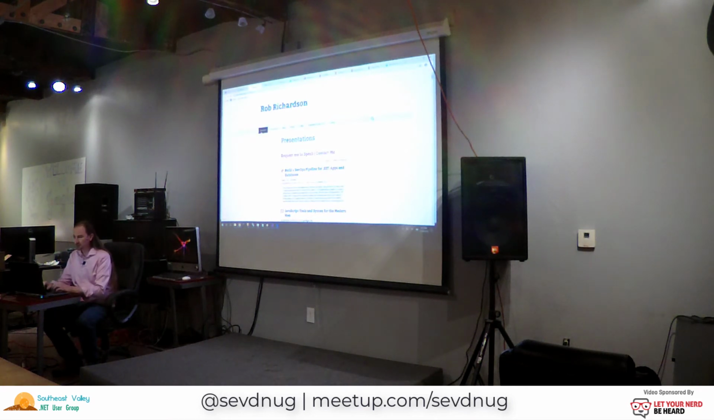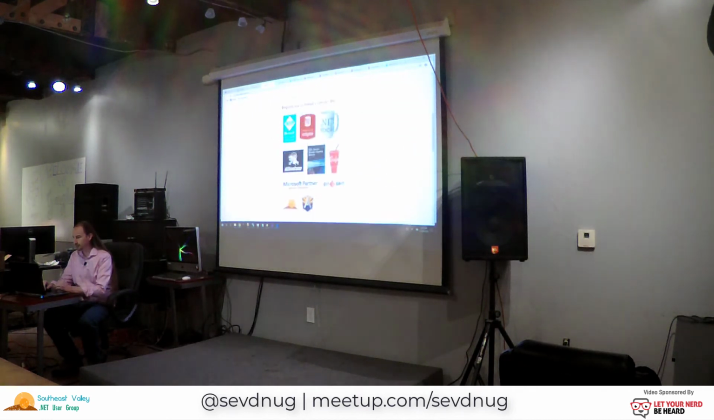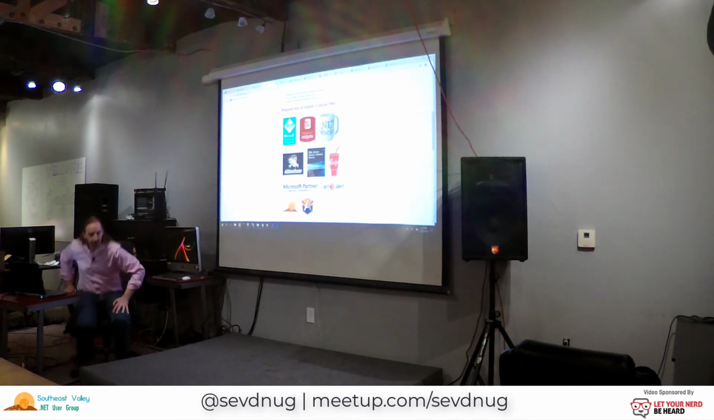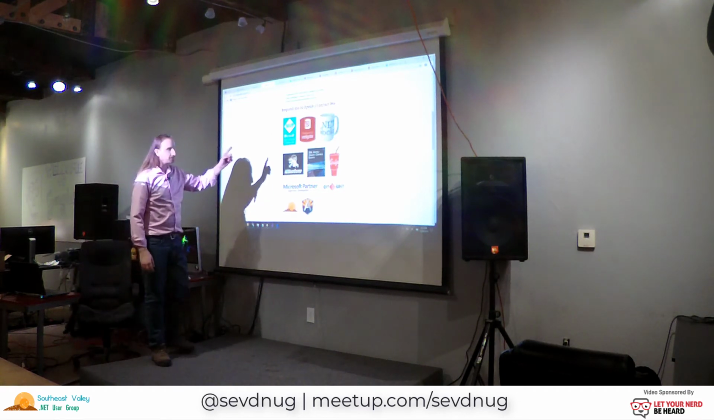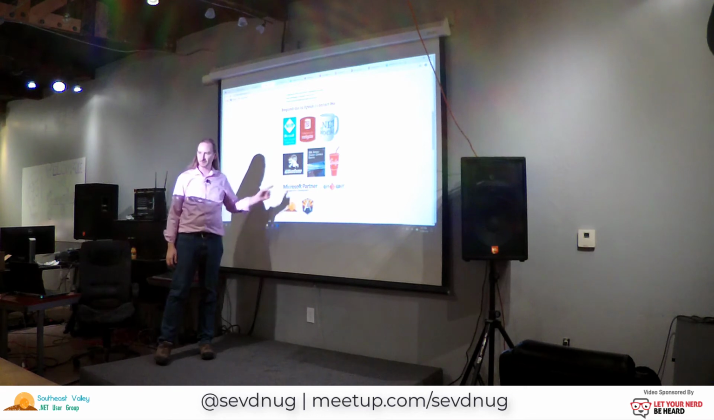A little bit about me. If you go to robrich.org and click on About Me, then you'll see this page. And so some of the things that I've done, I'm a Microsoft MVP, a friend of Redgate. AZ GiveCamp is really cool.